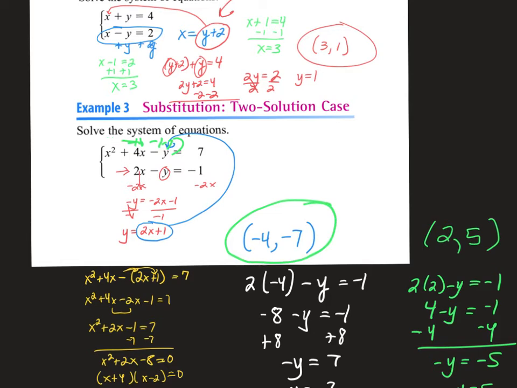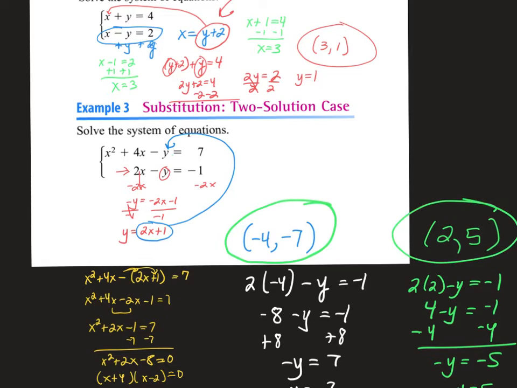Now do the same thing. I don't have to see the check. You guys can just do it in your mind. You're fine. If I look here, I say plug in 2 and 5. So 2 squared is 4. And 4 times 2 is what? 8. Minus 5. What's 4 plus 8? Minus 5. There you go. They both work. So you have 2 solutions here.